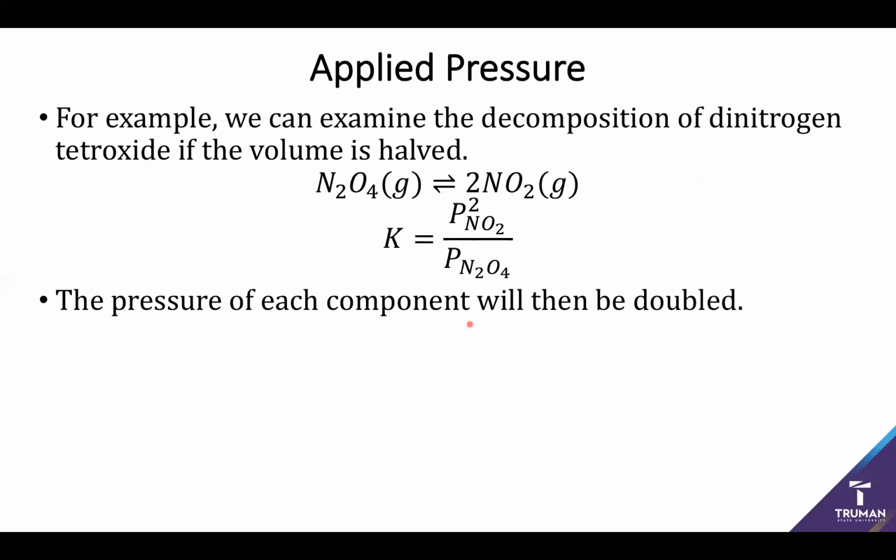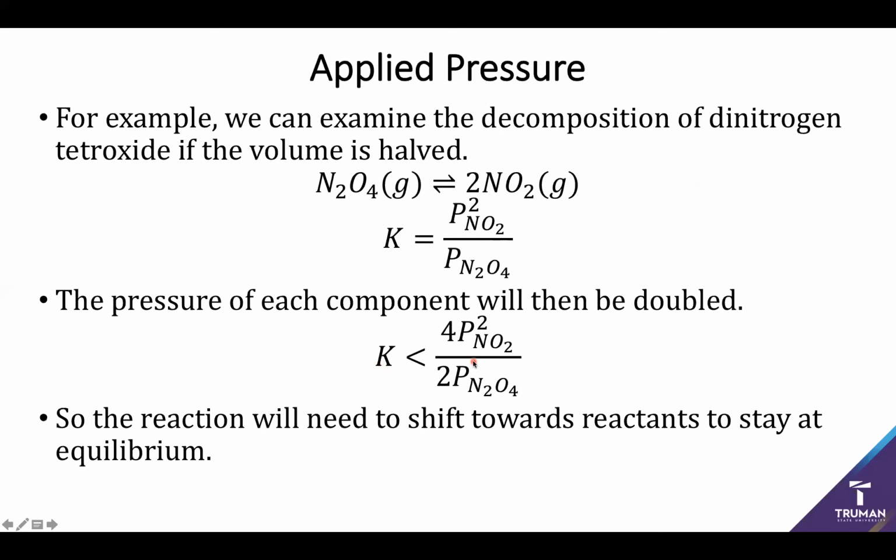So in this case, since I have this squared for my nitrogen dioxide product, I now have 2 squared over 2 times the original, a factor of 4 over 2. So what I've done is increase my reaction quotient. I essentially now have a net larger Q than my equilibrium K. So as a consequence, we're going to see the reaction shift towards the reactants in order to try and stay at equilibrium. And this is how a lot of the effects of applied pressures in gas systems work: it mostly functions as a change of the concentration.